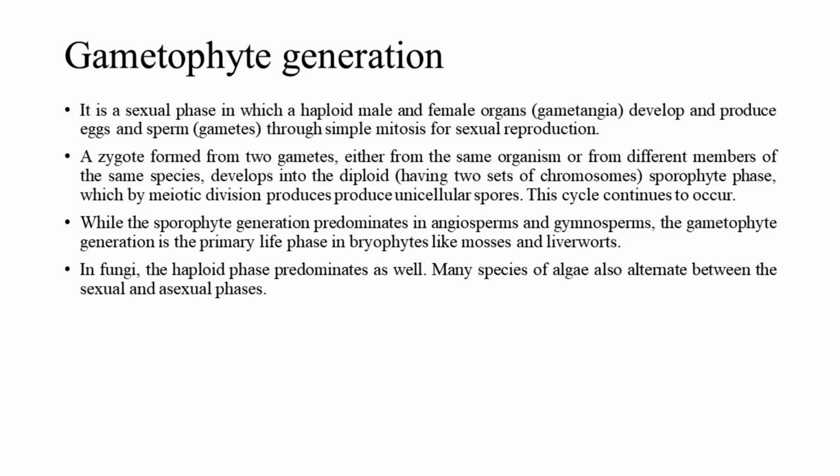While the sporophyte generation predominates in angiosperms and gymnosperms, the gametophyte generation is the primary life phase in bryophytes like mosses and liverworts. In fungi, the haploid phase predominates as well. Many species of algae also alternate between the sexual and asexual phases.